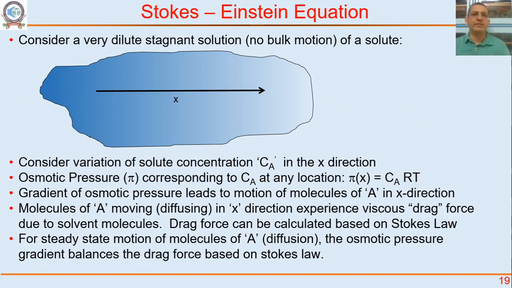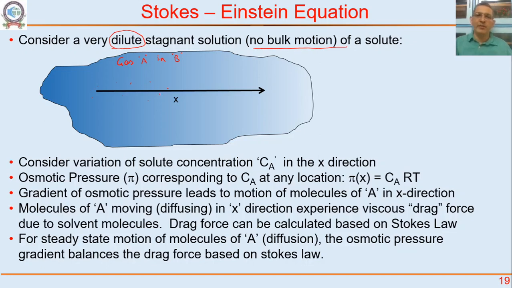It is called the Stokes-Einstein equation, or some people refer to it as the Einstein-Stokes equation. So imagine this is a gas containing some molecules A in some medium, in medium B, right? Like it could be hydrogen and nitrogen, and it's a very dilute solution, right? That means mole fraction of A is very small. So I have very few molecules of A and a large number of molecules of B, and there is no bulk motion, so it is a stagnant situation, right?